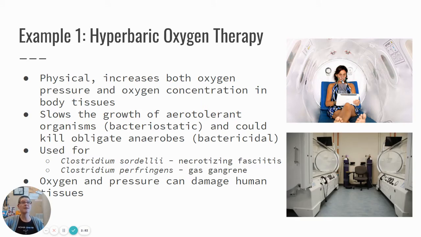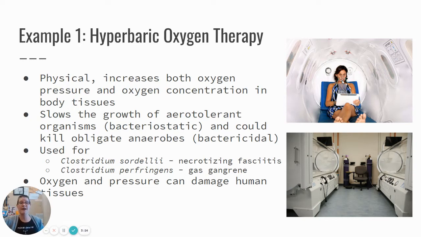So my first one is going to be hyperbaric oxygen therapy. This is a physical control method. What it does is a person goes inside a hyperbaric oxygen type of tank. It increases the oxygen pressure around them, which also increases the oxygen pressure and concentration in body tissue. So pressure overall doesn't usually do much to microorganisms unless you get to the point where the pressure is so high it would kill any living thing. But in this instance, the pressure is being used to increase the oxygen, and so it's a little different.